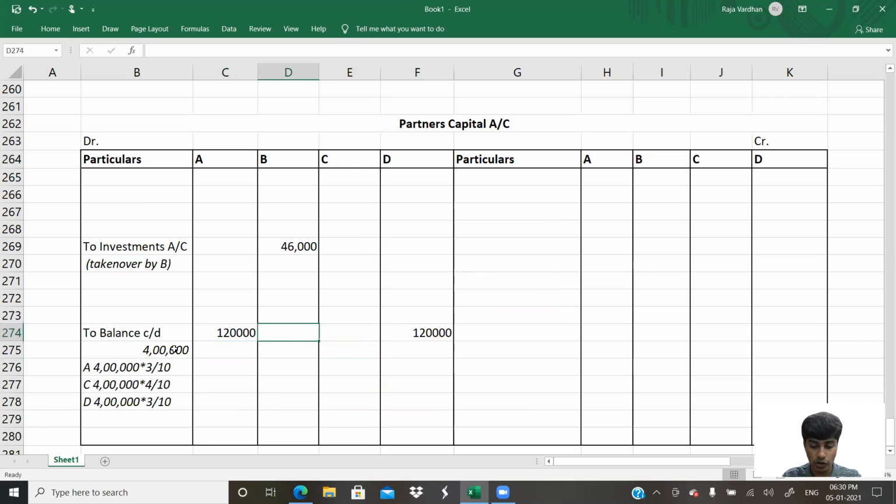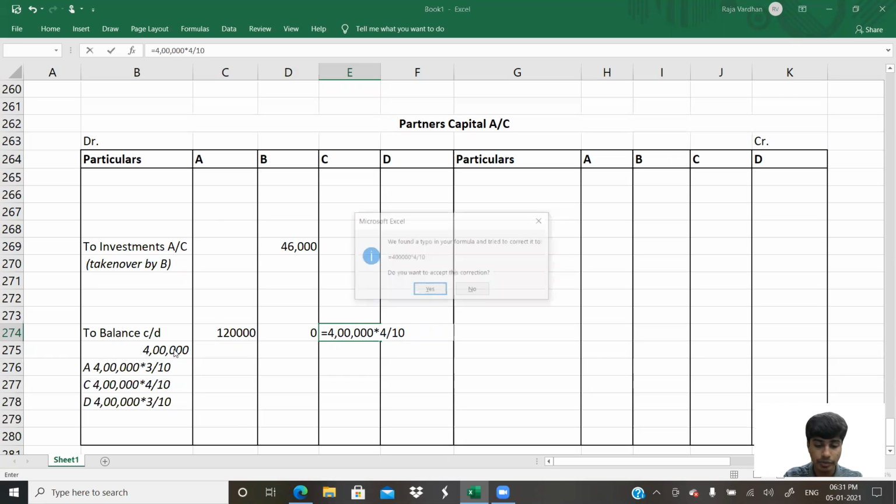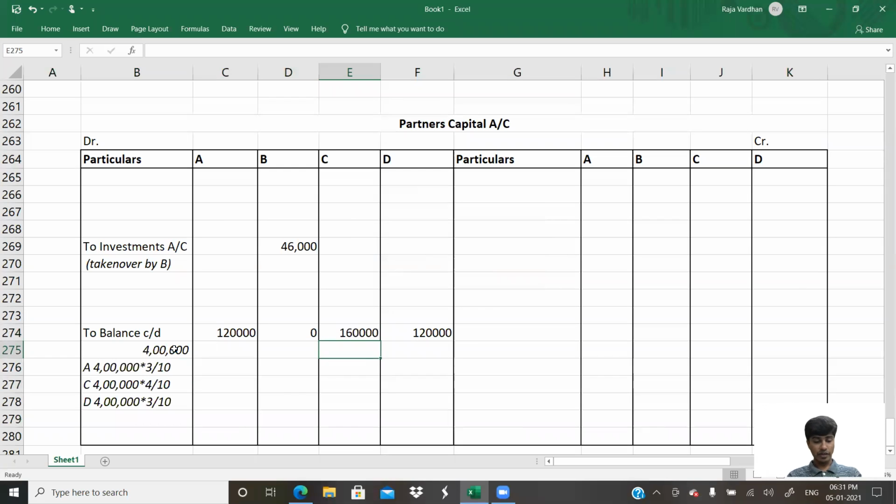How about B? B will not have anything. B will have 0. Why? B is retiring. How about C? C will have 4 lakh multiplied by 4 divided by 10. Yes, you would have 1 lakh 60. Now have a look. 1 lakh 20, 1 lakh 60, 1 lakh 20. That comes to 4 lakh as a total. So this is done, sorted out. So this is the first takeaway.